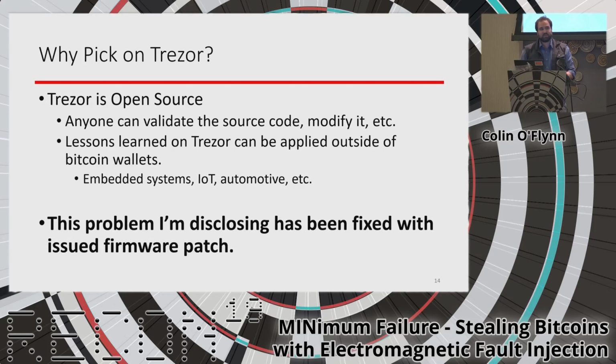All right. So why pick on Trezor for this talk? There are other ones, as I mentioned. The ability to use the open source code is really important because I'm going to be showing you how some of these attacks can apply to general embedded systems. Because we have the source code, we can look at it, we can modify it. It makes it a much more interesting target. I also will note that this particular problem was in a firmware patch that they've already deployed, so if you had a wallet and you've done the firmware update for it, this exact attack wouldn't work for those.